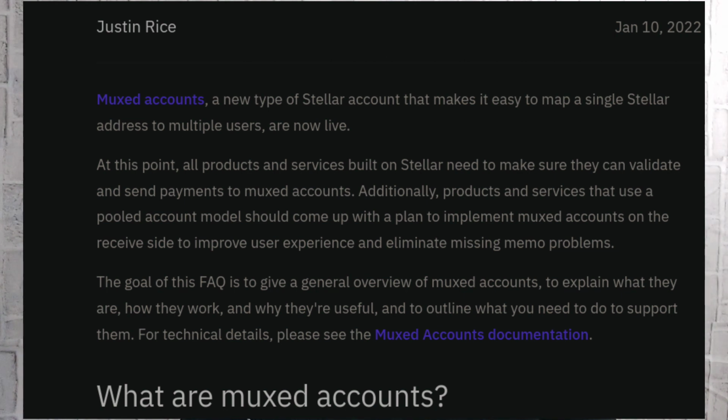Oh, this is so good. At this point, I'm feeling just a little bit better, just a little bit. At this point, all products and services built on Stellar need to make sure they can validate and send payments to muxed accounts. Let's go a little bit further.